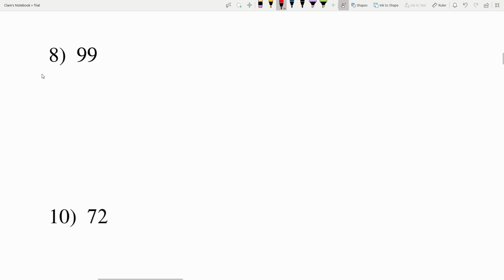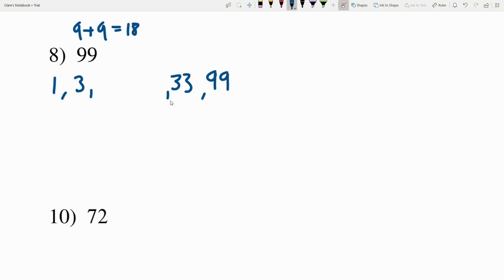For number 8, I have 99. So it's going to be 1 and 99. Those are two factors I can start with. Now, 2 doesn't divide into 99, but 3 does because 9 plus 9 equals 18, which is divisible by 3. So that's going to be 3 and 33, because 3 times 33 gives me 99.